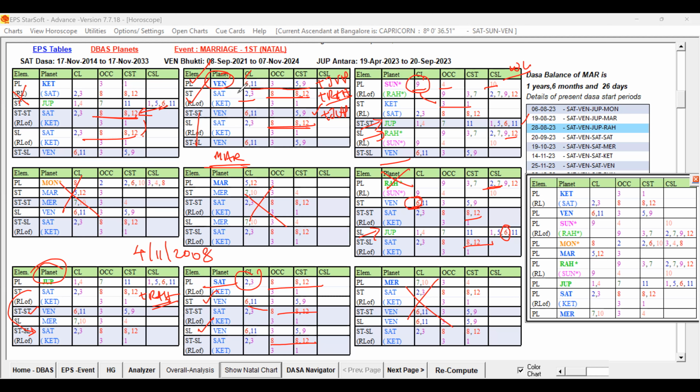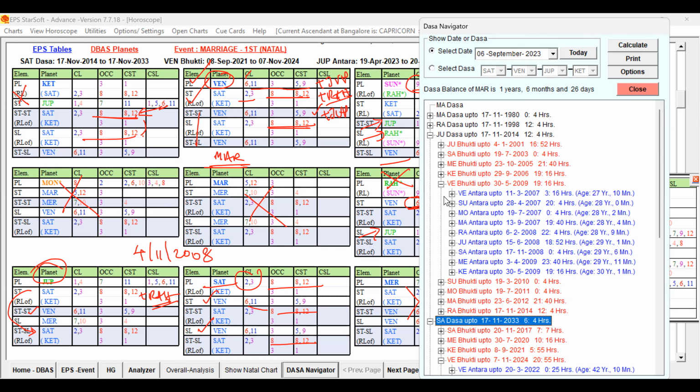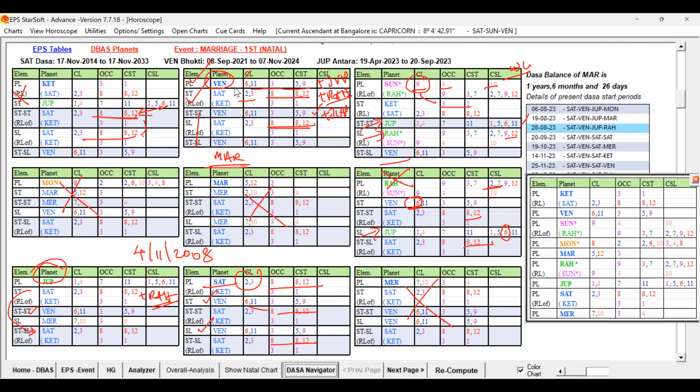4/11/2008. Let me check the Dasa period. Jupiter Dasa, 2008, Venus Buddhi, and 4/11. Yes, Saturn Mantra. So that marriage happened during the Jupiter Dasa, Venus Buddhi, and Saturn Mantra.